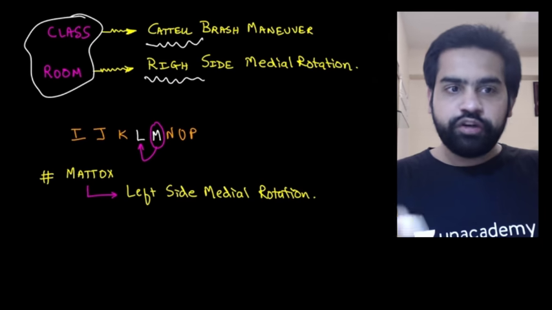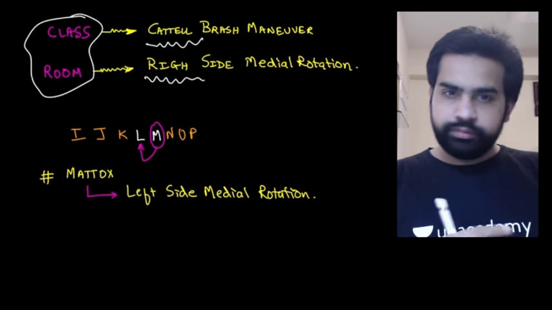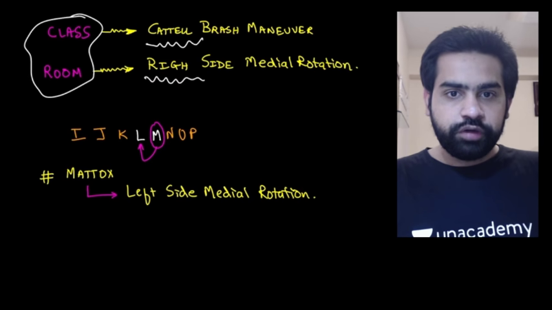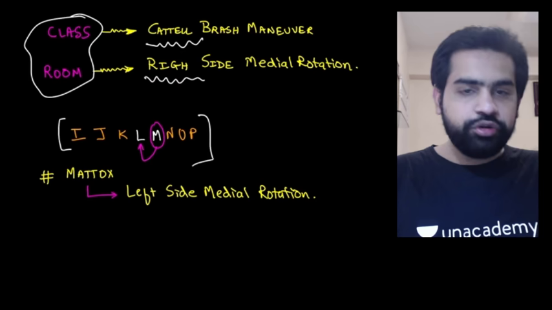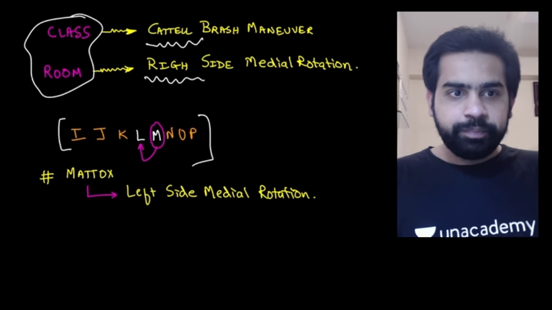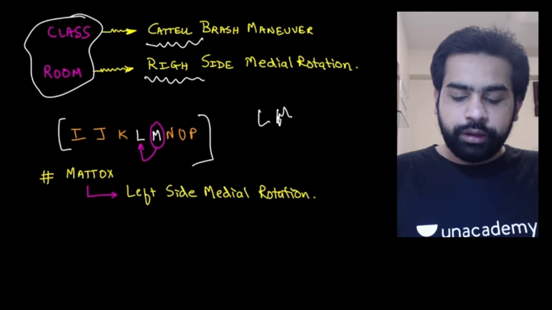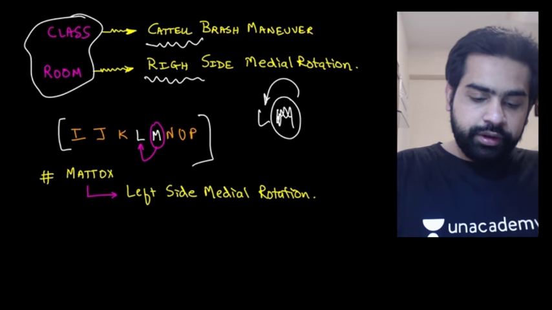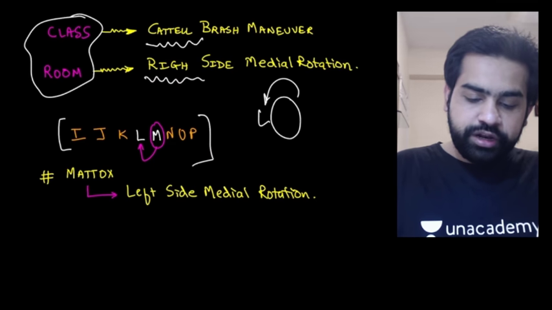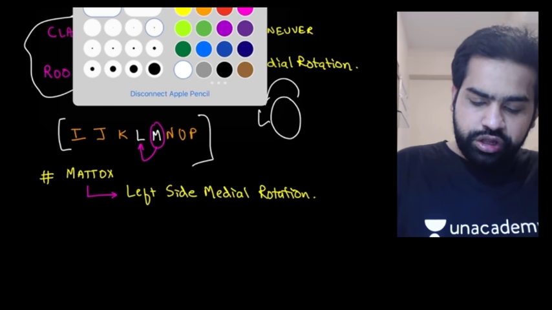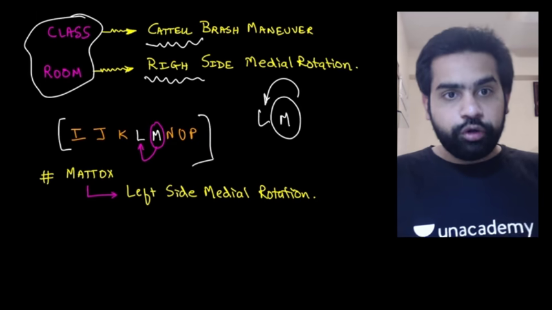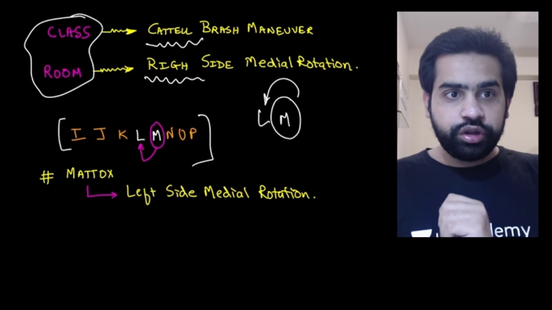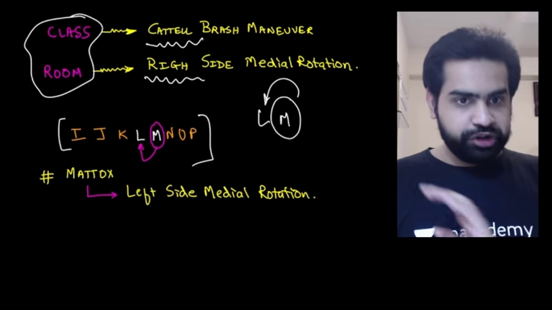And how to remember the Mattox maneuver? Well, it is exactly the opposite of it. The right side is Cattell-Braasch, the left side is Mattox. But if you want a simple mnemonic for that, try to remember your ABCD, and when you read that, your L comes and then after that M comes. So the Mattox maneuver is a left medial rotation. This is how you can remember it. Just some silly ways to remember it, but I hope it helps. So the point of the matter is that the Cattell-Braasch maneuver is the right medial rotation and the Mattox maneuver is a left medial rotation.